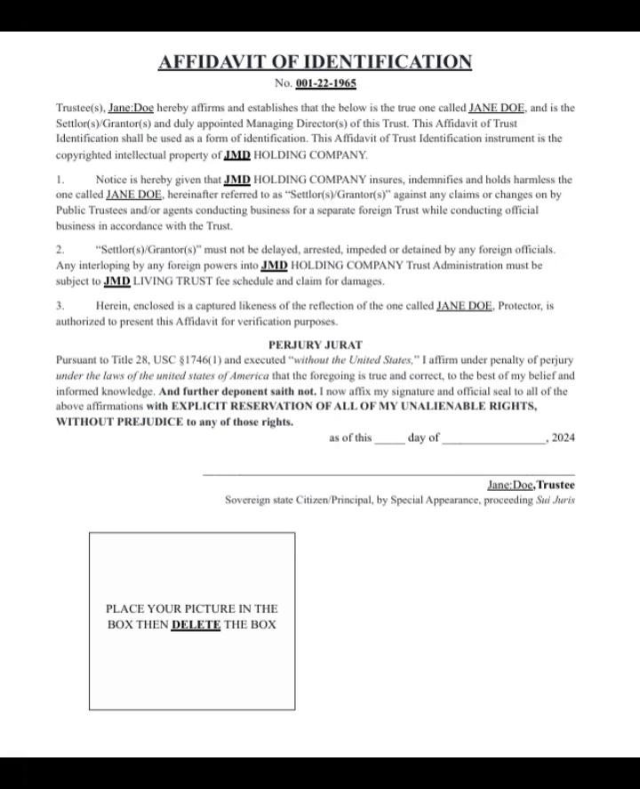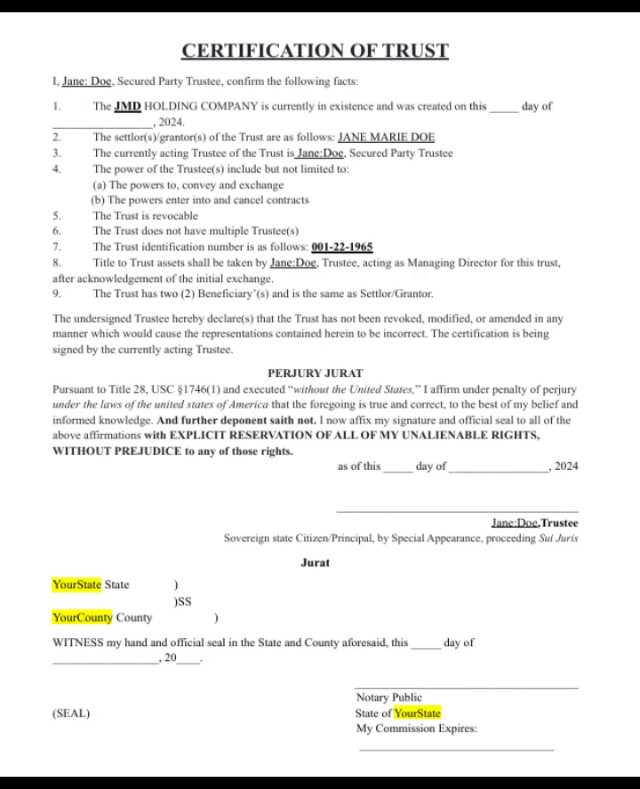So herein enclosed is a captured likeness of the reflection of the one called Jane Doe, protector, and is authorized to present this affidavit for verification purposes. So again, then you have your perjury, jurat, notary going on right there again.